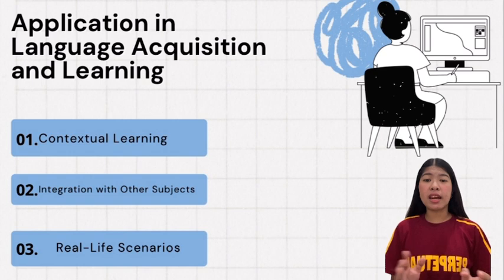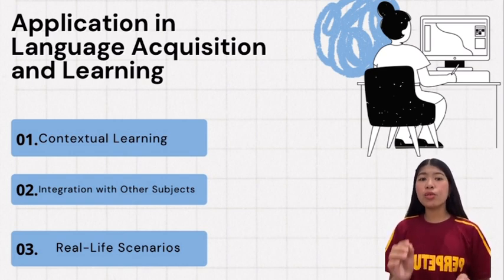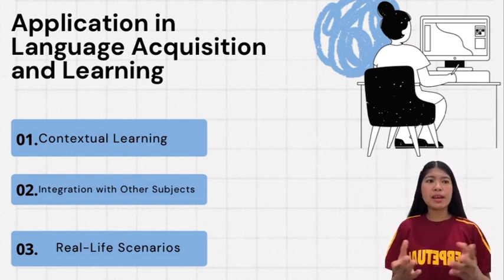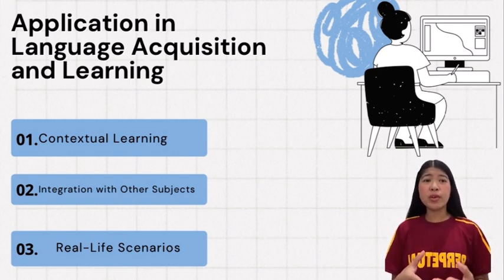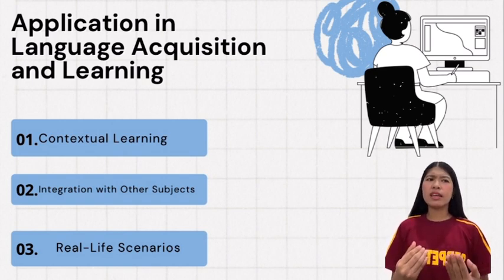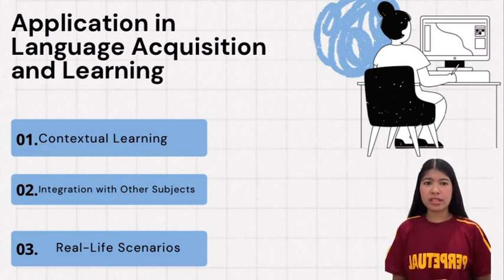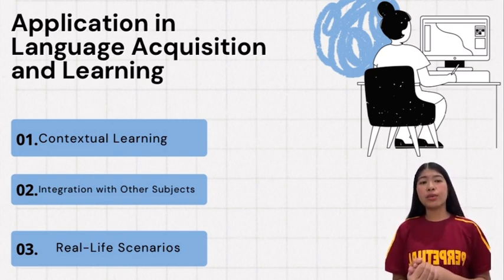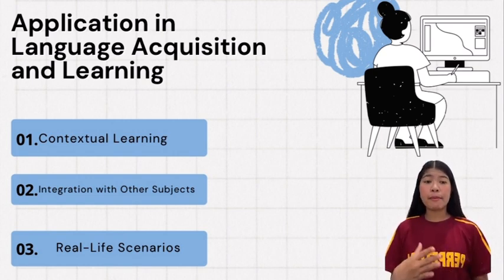Third, real-life scenarios. How do we apply again the language acquisition and learning when it comes naman sa real-life scenarios? Lessons are designed to mirror real-world situations. For example, students may role play ordering food in a restaurant or simulating a job interview. This helps students practice language skills they will actually use in real life, making them more confident and fluent in real-life situations.